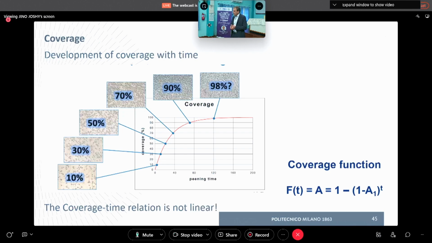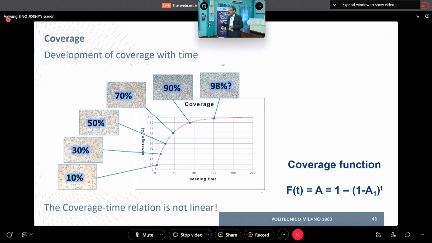Okay, and now indeed, let's see this graph. This must not be confused with the similar, qualitatively similar graph I showed for the Almen intensity. Also, this graph has an asymptotic trend, but indeed the meaning is quite different. We are talking here about coverage. And here you can recognize the visual difference between what?